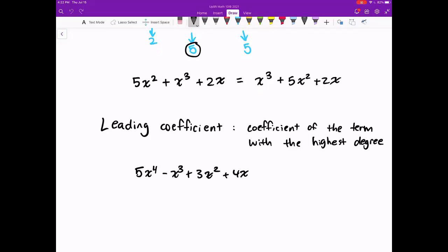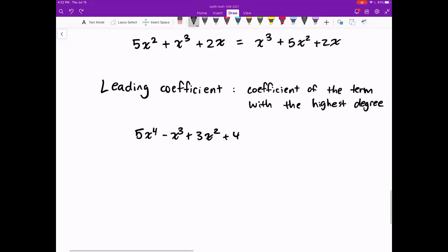So in this case, we see that the term with the highest degree is 5x to the power 4. And then the leading coefficient will be the coefficient of that term. So the leading coefficient of the polynomial will be 5.